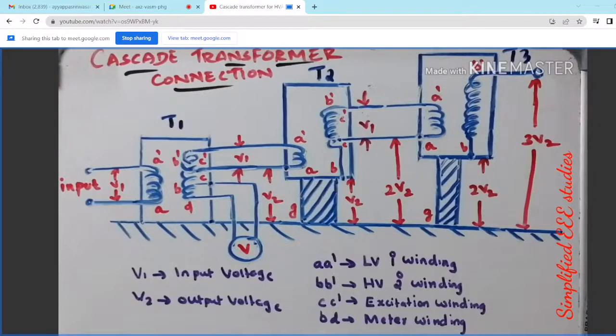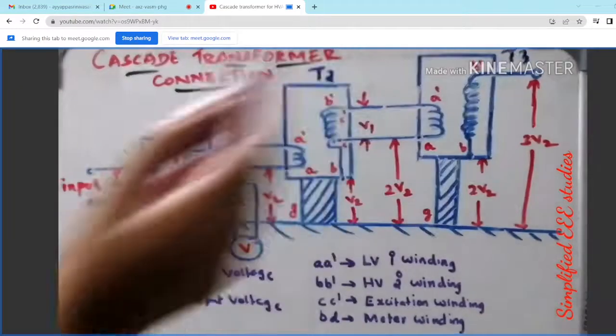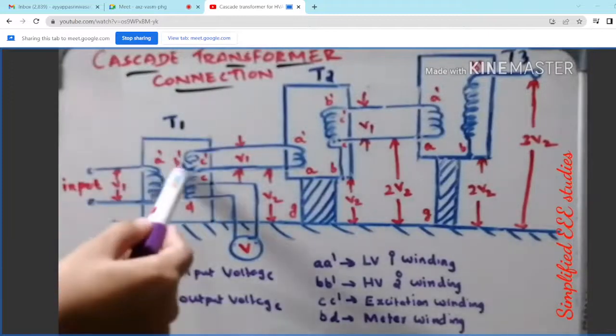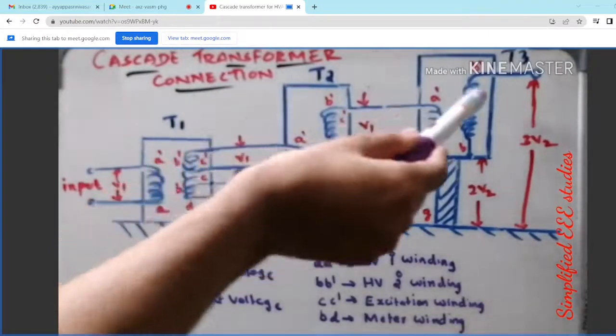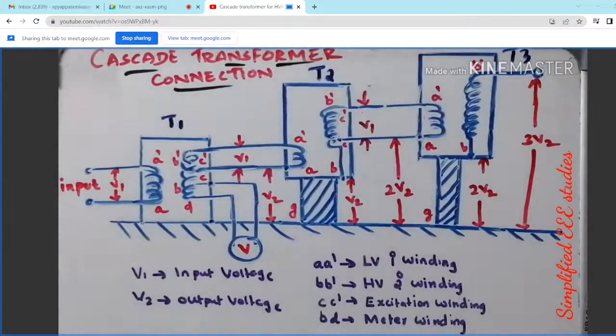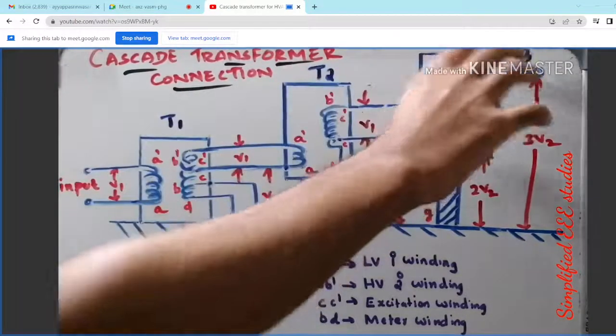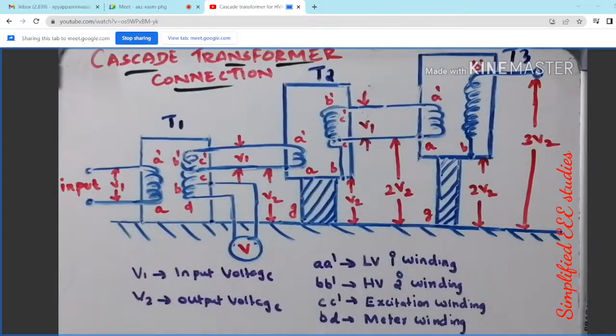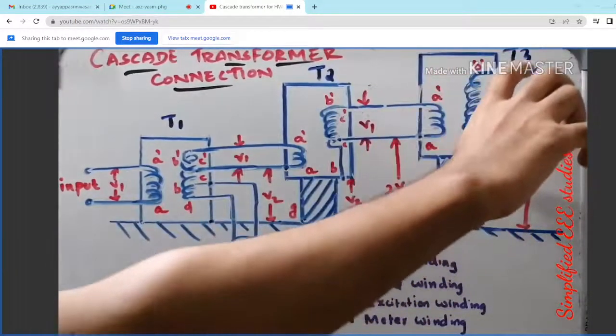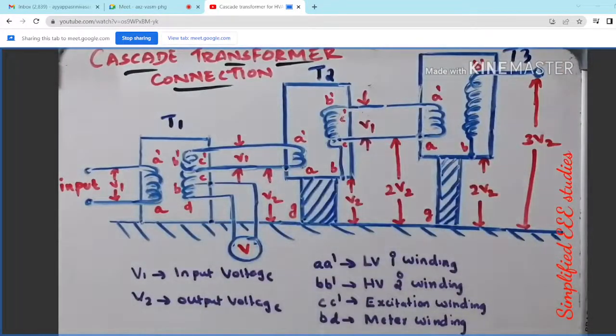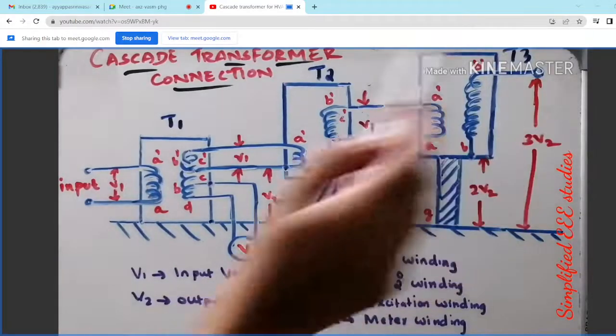Now let us look at the diagram. We have three transformers, T1, T2 and T3. Those three transformers are connected in serial fashion, so that the output voltage will be added up. Voltage across T1, voltage across T2 and voltage across T3 get added up. So at the end of T3, what will happen? You will be getting high voltage output. Now V1 is the input voltage. As you can see, V1 is the input voltage and V2 is the output voltage.